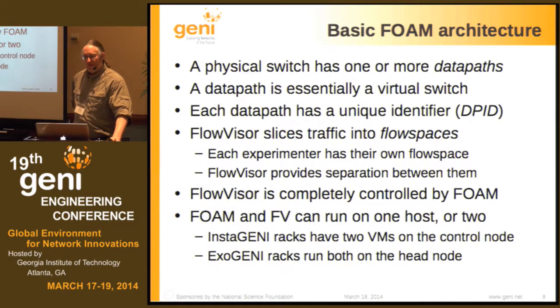So the basic architecture of Foam, how this network is all working. As we said before, a physical switch has one or more data paths, and each of those is essentially a virtual switch. Each of those has a DPID. So Flowvisor then takes that and slices traffic into flow spaces. From the switch's point of view, its controller is Flowvisor, and it then slices that out into different flow spaces and sends each of those to a different controller for an experimenter. So each experimenter has their own, and Flowvisor provides some separation between them.